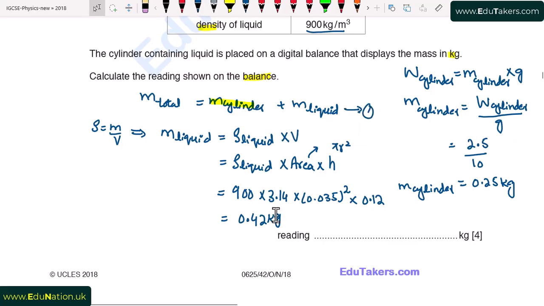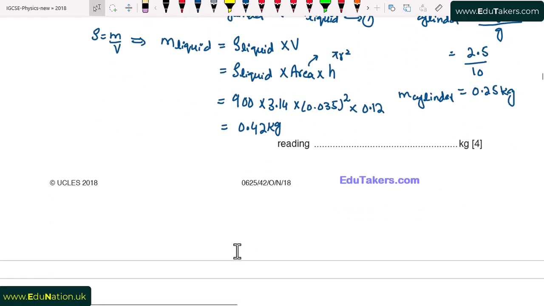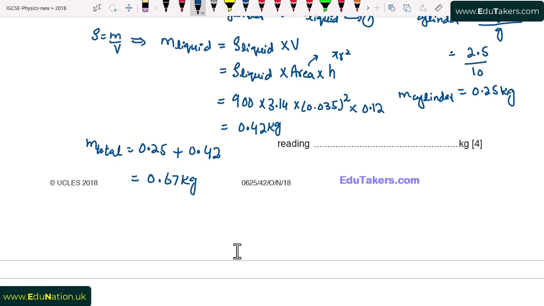Using this equation we can find out the total mass. So here I write total mass will be equal to the mass of the cylinder, that is 0.25, plus the mass of the liquid, that is 0.42. So the total mass comes to be 0.67 kilogram. So the reading will be equal to 0.67 kilogram.